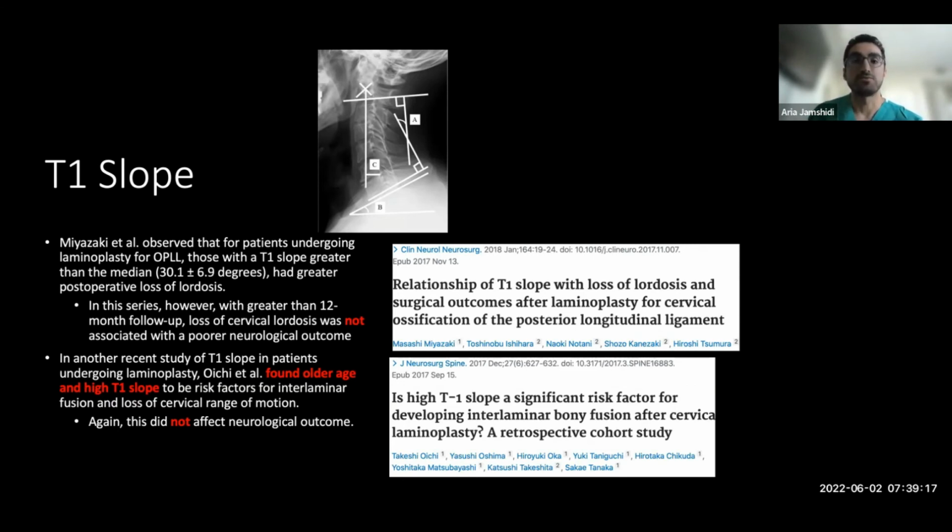But we typically think about patients with preserved cervical lordosis as good candidates for laminoplasty because it allows for dorsal migration of the spinal cord when their lordosis is preserved. But bringing up this question of T1 slope may change that.